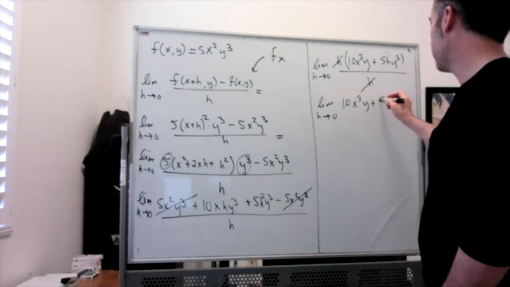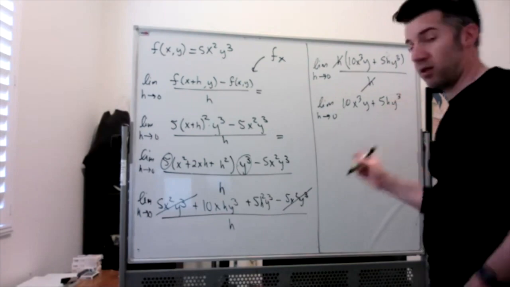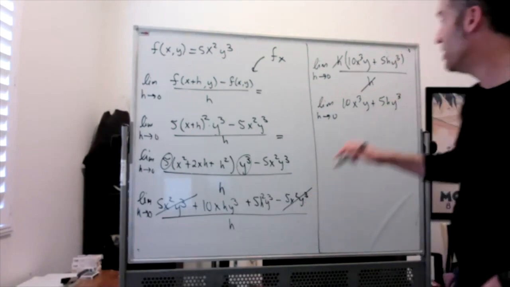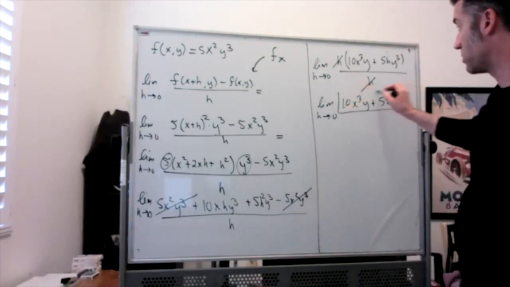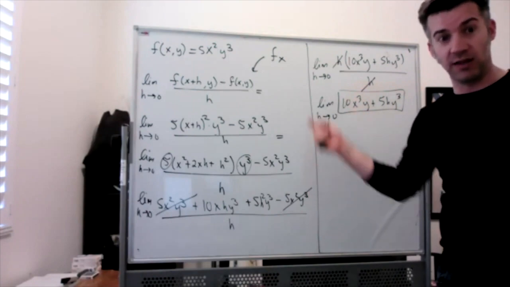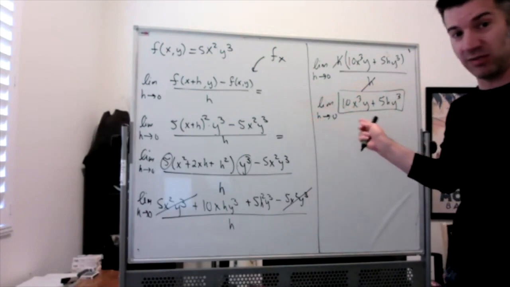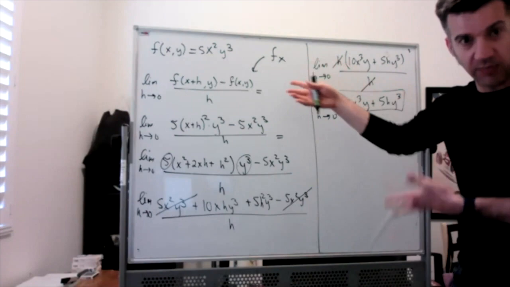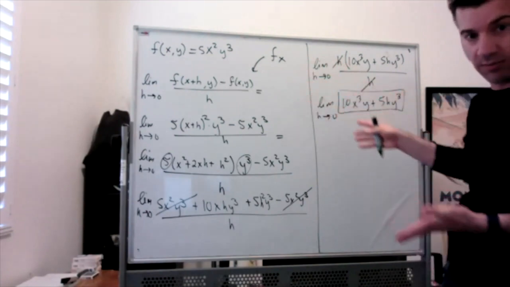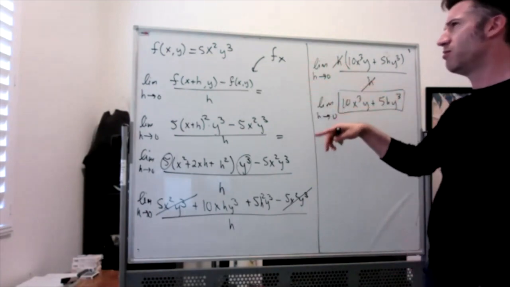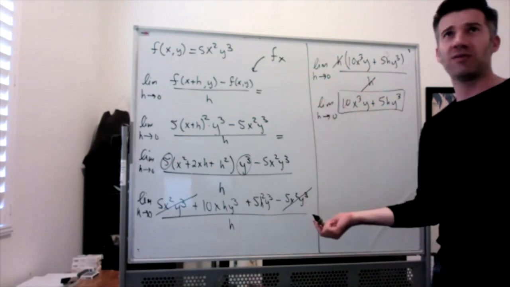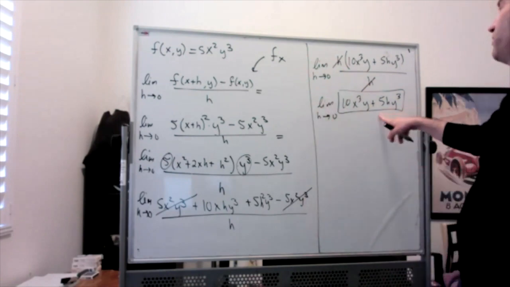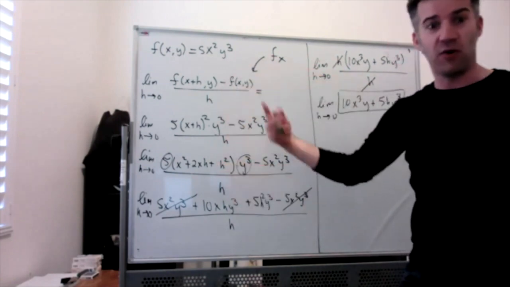Then I take the limit as h goes to 0 of 10xy cubed plus 5hy cubed. By the way, for the homework problem that you have to do, this is what they want you to put into the first part of that problem, where you're taking the limit as h goes to 0 and you have to simplify as much as possible. This, for the one I've done, is the most simplified version of this expression before you take the limit.